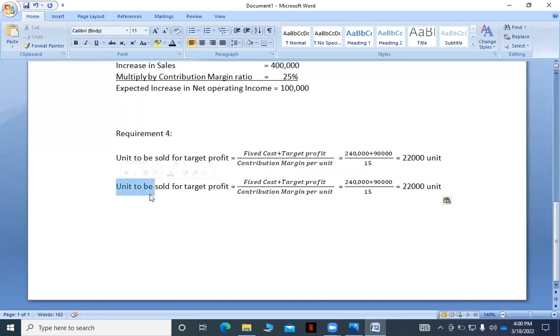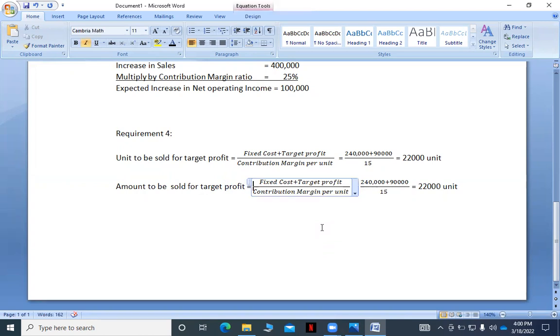Here, see, amount to be sold for target profit. In that case, it will be contribution margin ratio. And we already know our contribution margin ratio is 25%. So what will be the amount? 240 plus 90 divided by 25%.